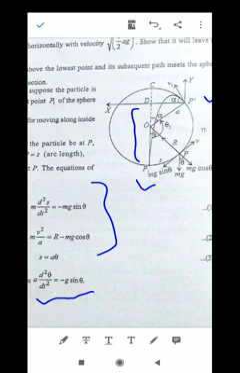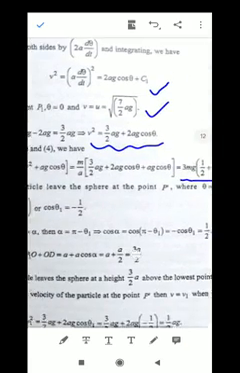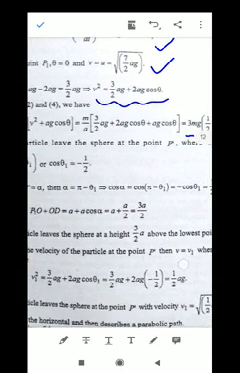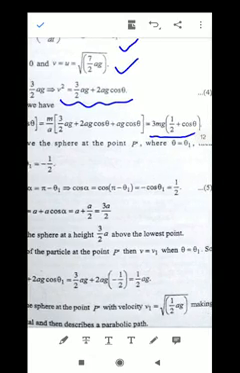So we have OP1 plus OD. OP1 is a and OD is a cos alpha, and so we get a plus a by 2, that is 3a by 2. So the particle leaves the sphere at a height 3a by 2 above the lowest point.